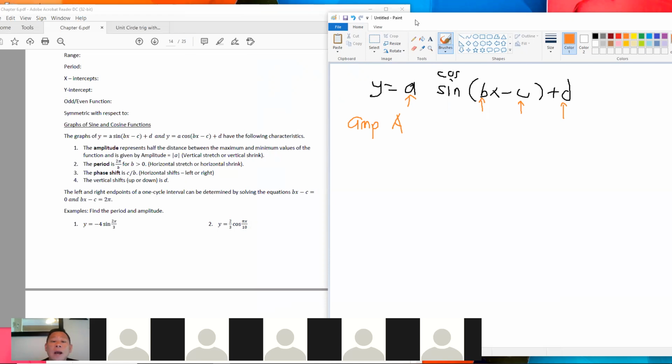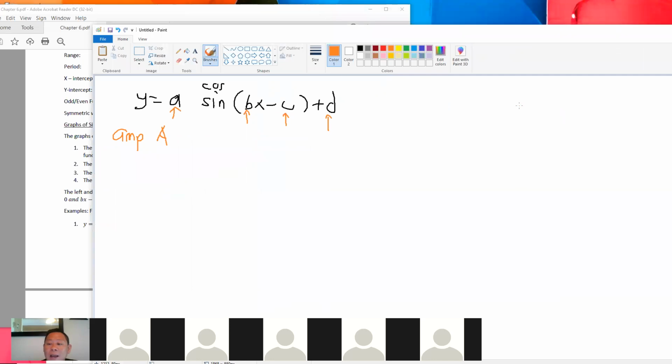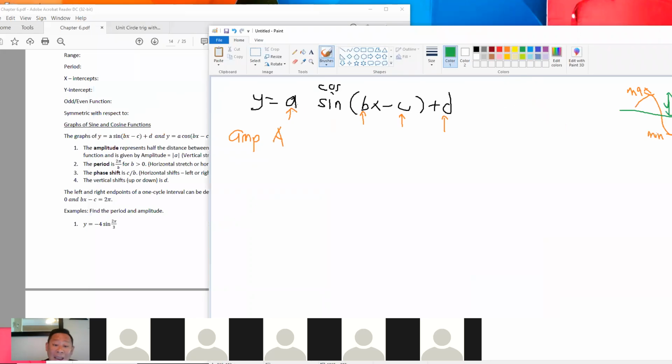When you draw a sine wave or cosine wave, this is the max and this is your minimum. The amplitude in this case is this. That means half of the distance between the maximum and minimum. It is denoted by A, but it's actually the absolute value of A.